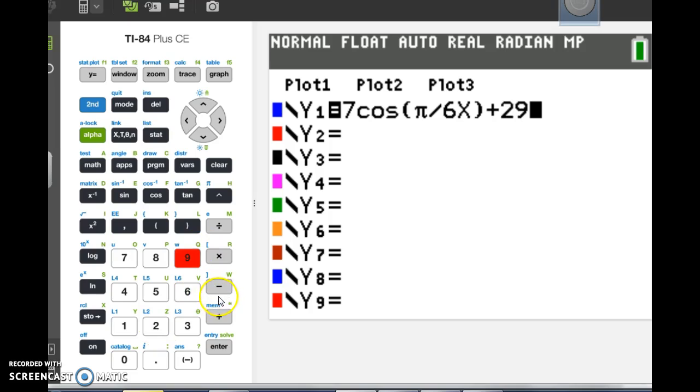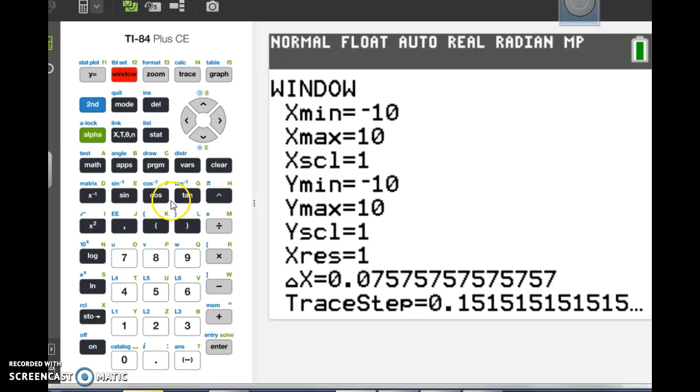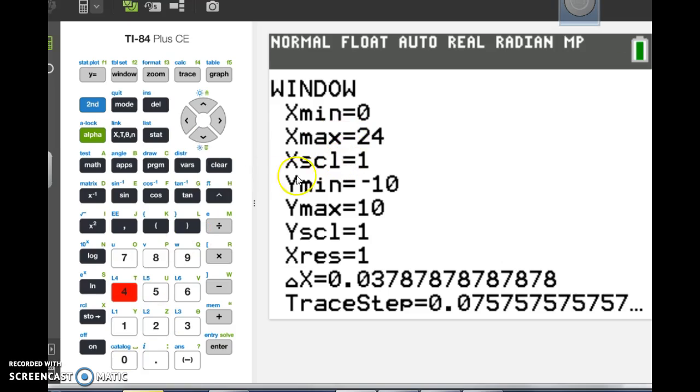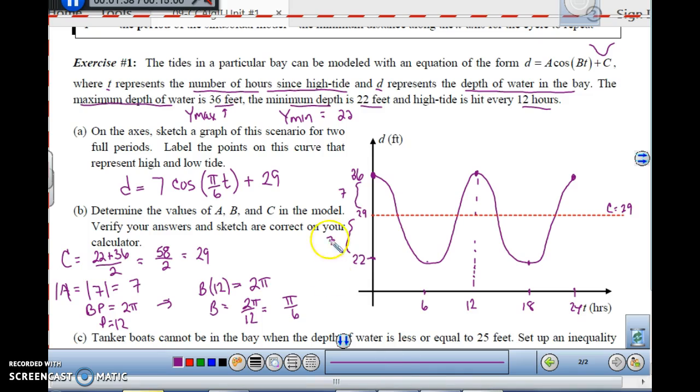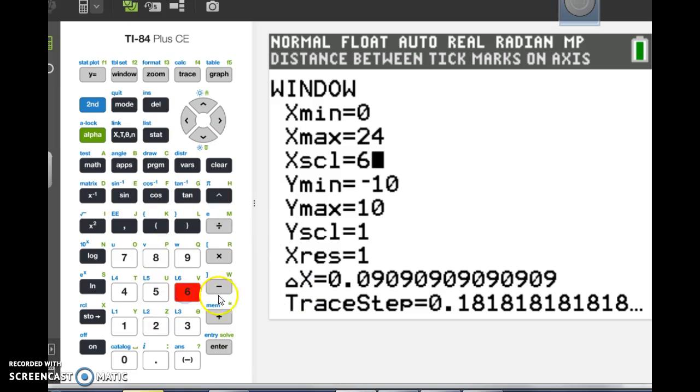Now I need to set my window so it looks like what's on the screen. So first of all, I want to make sure I'm in radian mode, which I am. I go to my window. Now our time was from 0 to 24 hours. So 0 to 24 will be my time for x's. And my scale, remember on our graph that we did, our scale here is going in increments of 6 hours. So our scale is going to be by 6s, so I can see here going up and coming down. So this is going to be by 6s, 6 hours.